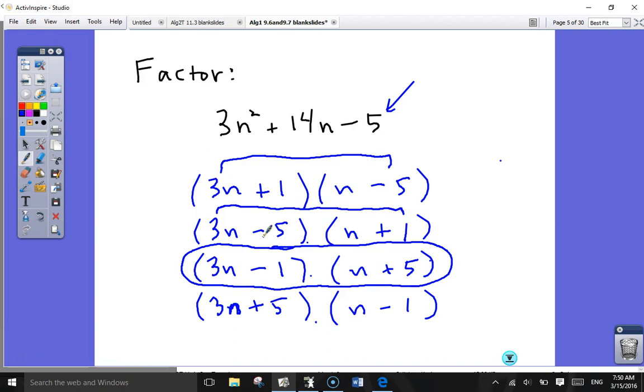So, I would call this method guess and check, right? Just guess and check. The checking is to see which one of those gives you the right middle term.